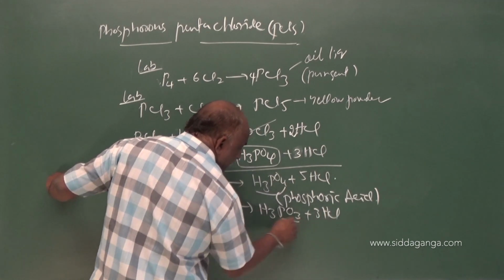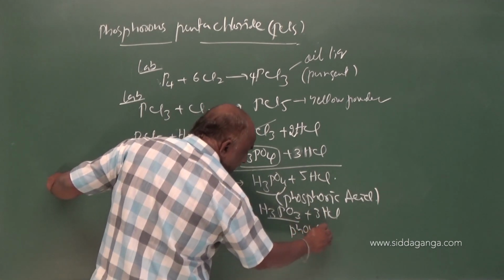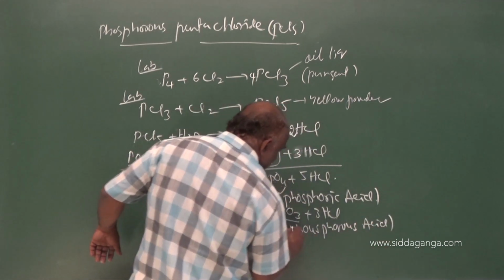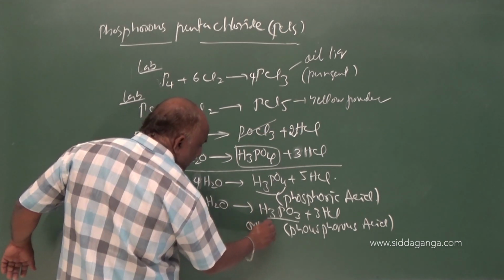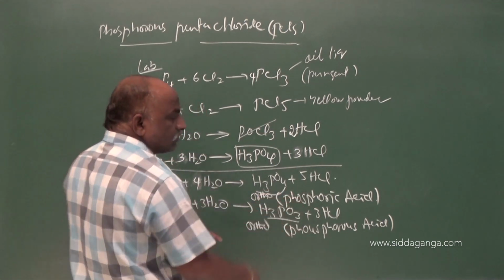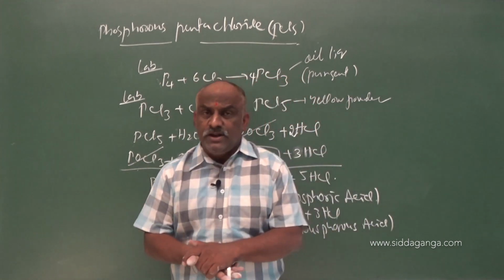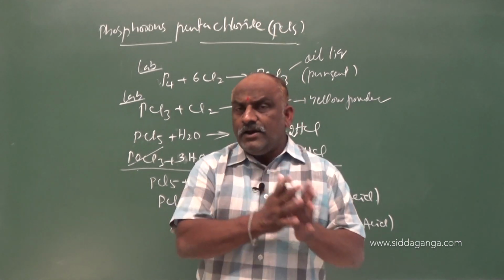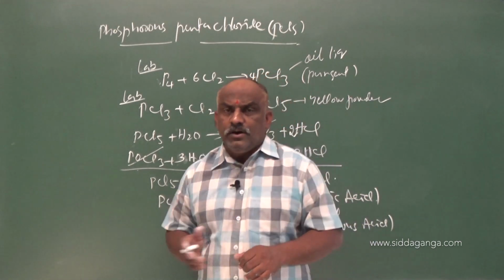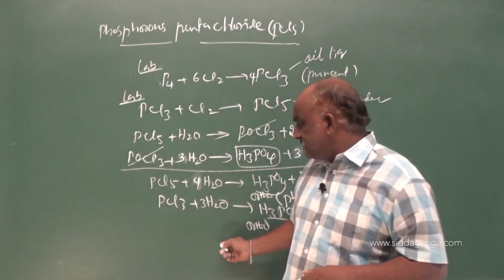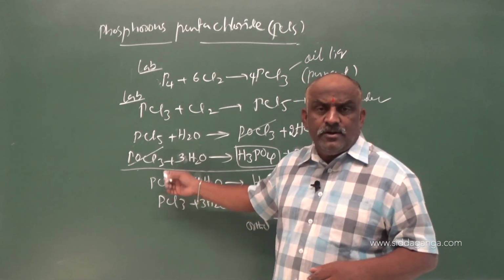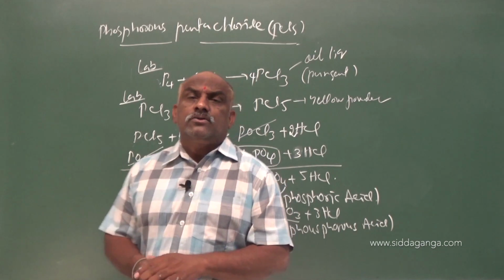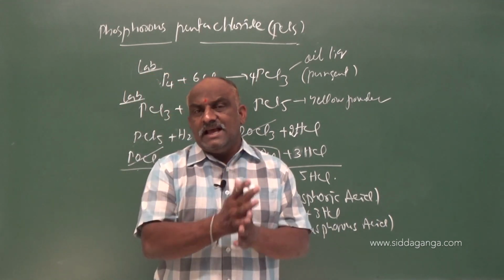H3PO3 is called phosphorus acid. My dear students, make a note: both are considered orthophosphoric acid and orthophosphorus acid. Molecular formulas are very important. PCl3 dissolved in water liberates orthophosphorus acid. While coming to PCl5, PCl5 dissolved in water gives rise to what? Orthophosphoric acid. Us acid, ic acid.